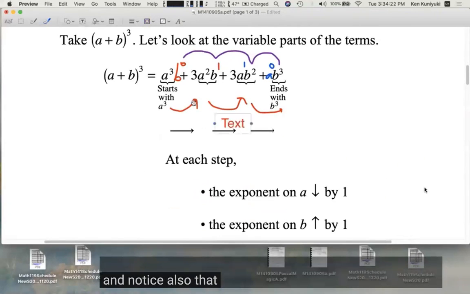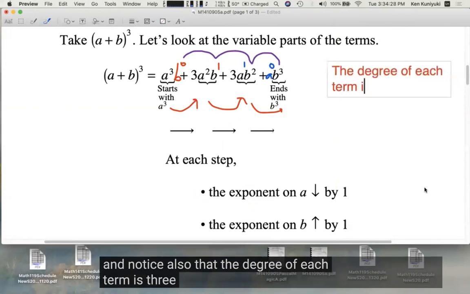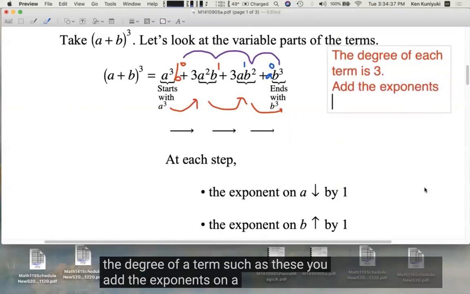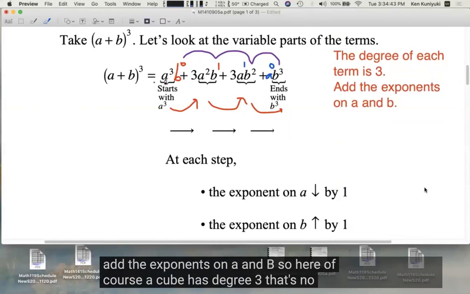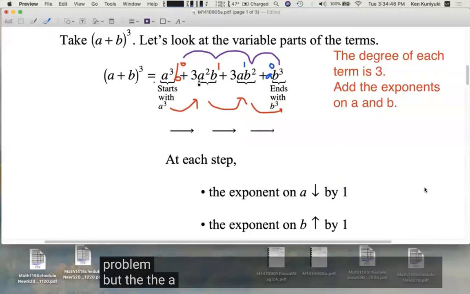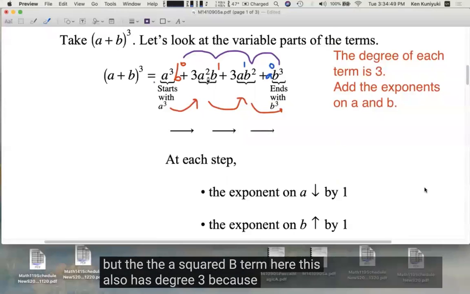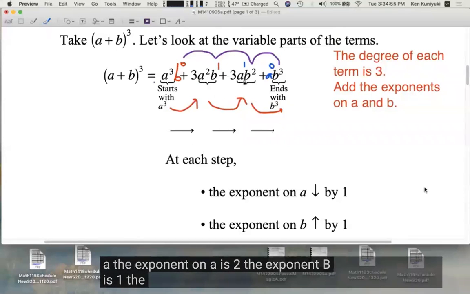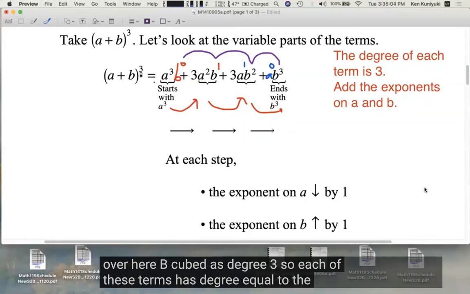And notice also that the degree of each term is 3. Okay. Because remember, to get the degree of a term such as these, you add the exponents on A and B. So here, of course, A cubed has degree 3. That's no problem. But the A squared B term here, this also has degree 3 because the exponent on A is 2. The exponent on B is 1. The degree here is 3. 1 plus 2 is 3. Over here, B cubed has degree 3. So each of these terms has degree equal to the exponent over here.